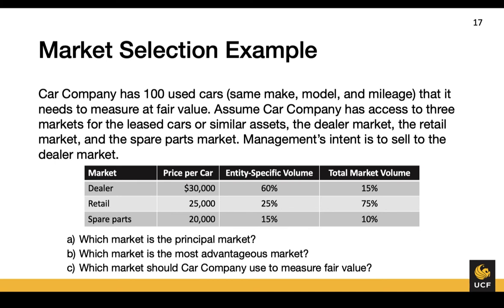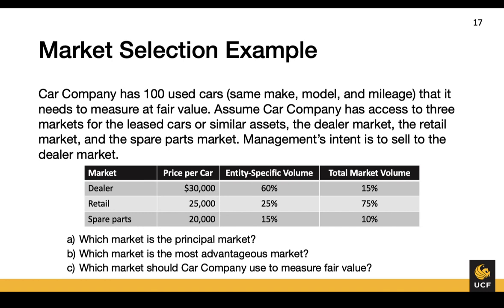So we have this table here that tells us information about the 3 markets that our company has access to. It has the price per car in each of those markets. It has the entity-specific volume, which means the volume of transactions that car company actually does. So they usually use the dealer market 60% of the time. And then there's the total market volume. So that's all the market participants, not just car company. So if we look at the total market, we find that most of the transactions go through the retail market.